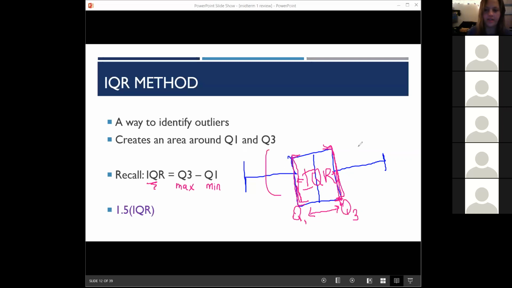It does create a boundary, so anything that's out past this, we will be able to consider an outlier. It's a more objective way than just looking at a graph and thinking, this looks kind of far out, maybe it's an outlier. It's saying, no, it has to be past this point in order to be considered that. So that's just a more objective way to find your outliers.